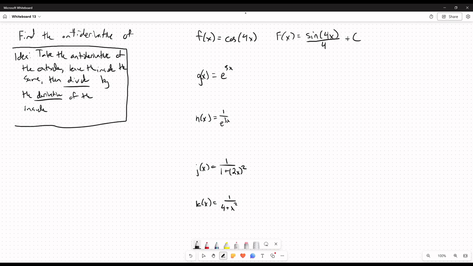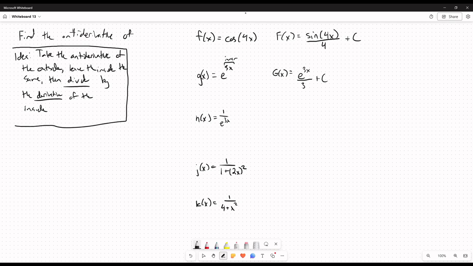Let's try another example. So we have g of x. I'm going to take the antiderivative of e to the 3x. We'll start by taking the antiderivative of the quote-unquote outside. My inner function is this 3x. So we're going to take the antiderivative of e to the x. That's still just e to the x. Leave the inside the same. And then divide by the derivative of the inside. Then we'll add our constant.